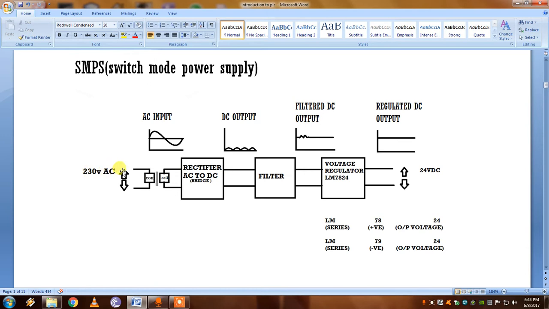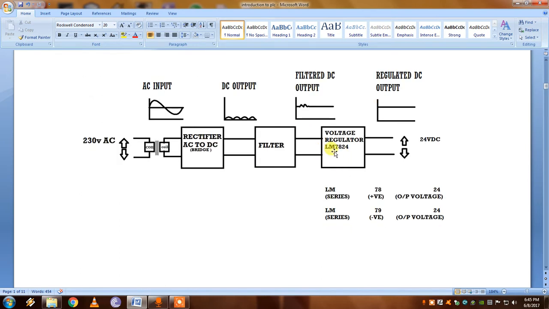When 230 volt AC is given to the SMPS, a rectifier will convert the AC to DC, the sine wave being converted into DC, which is connected to the filter, which will make the DC output nearly linear. So there will be a smaller amount of variation in the DC output. It then goes to the voltage regulator, which regulates the filtered DC output and gives a regulated DC output, which has no variation in it. The series which we use is LM7824.